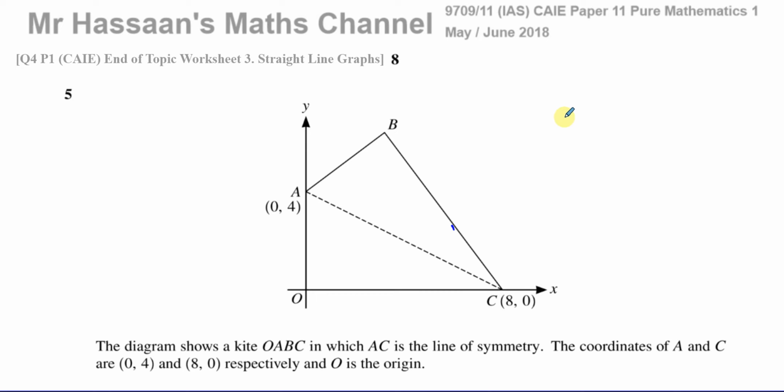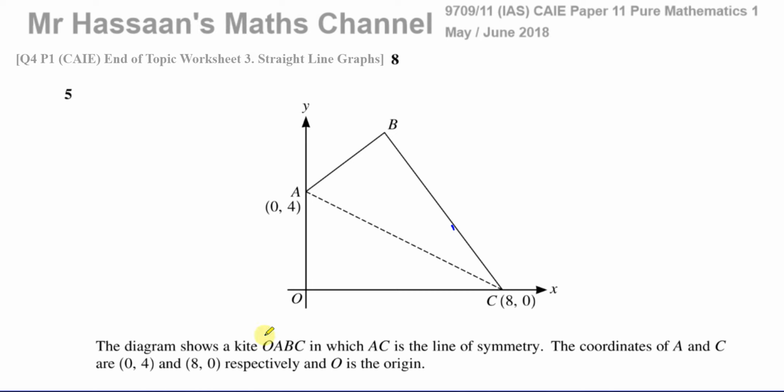This is a question related to straight line graphs, and it's question number 4 from my P1 end of topic worksheet number 3, which is about straight line graphs. And here we have a question where we're told that the diagram shows a kite.